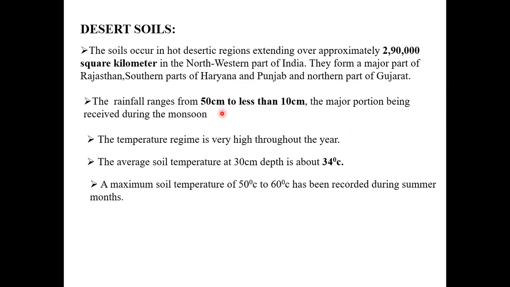Rainfall is very low in this type of soil, less than 50 centimeters to 10 centimeters, so you can hardly see any rainfall. The temperatures are very high throughout the year. The average soil temperature at 30 centimeters depth is around 34 degrees Celsius. The maximum soil temperature recorded during summer months reaches 50 to 60 degrees Celsius. So these are the desert soil characteristics.